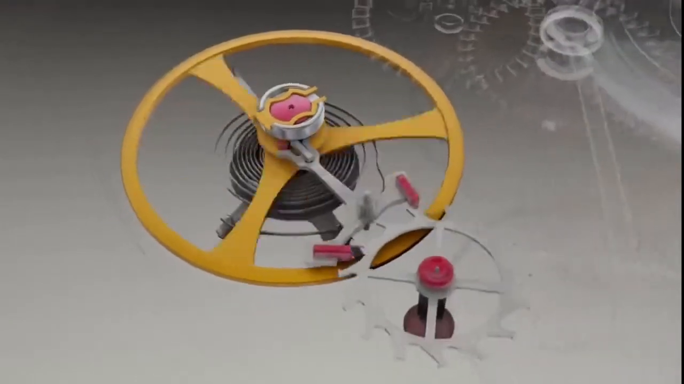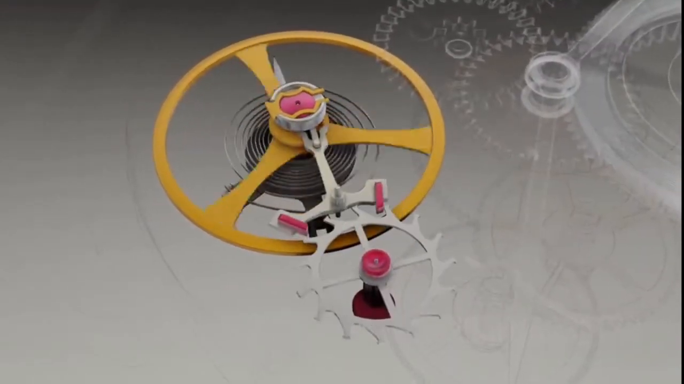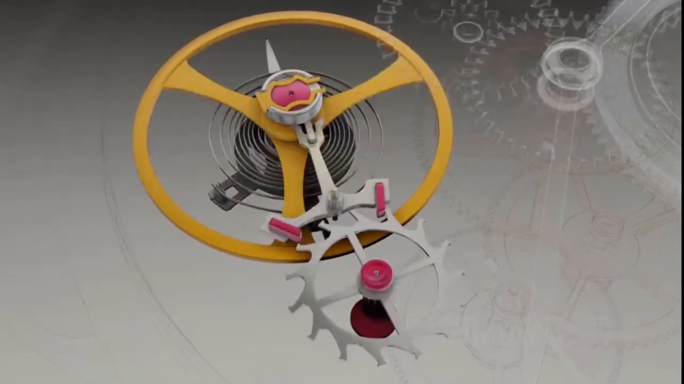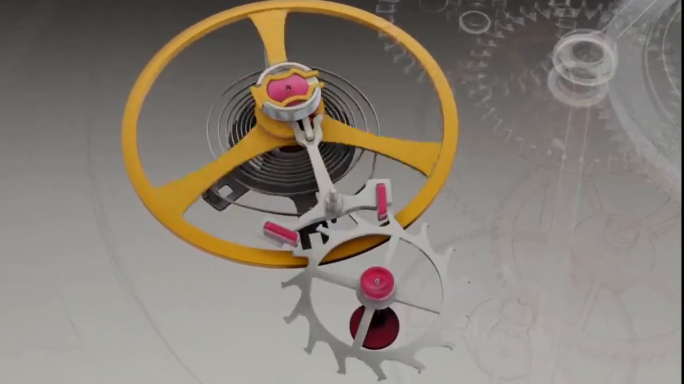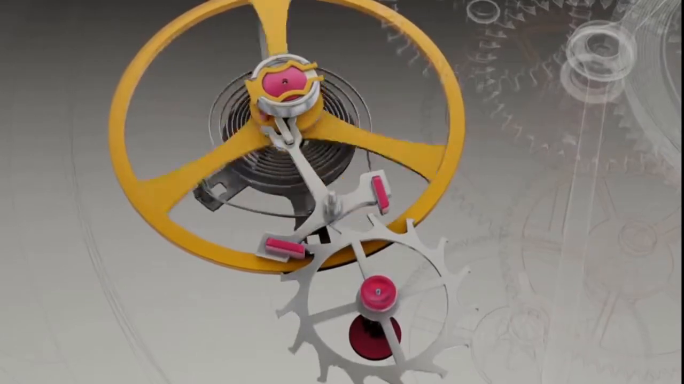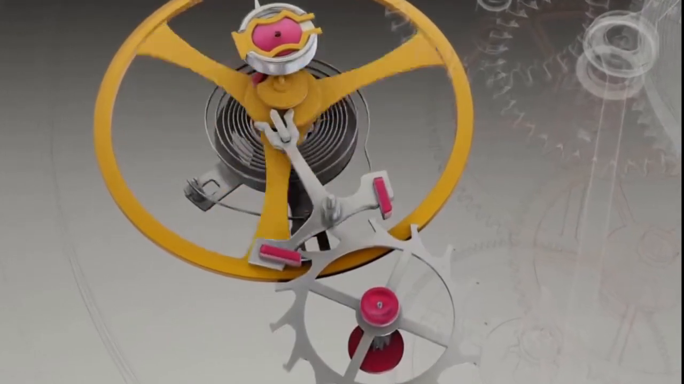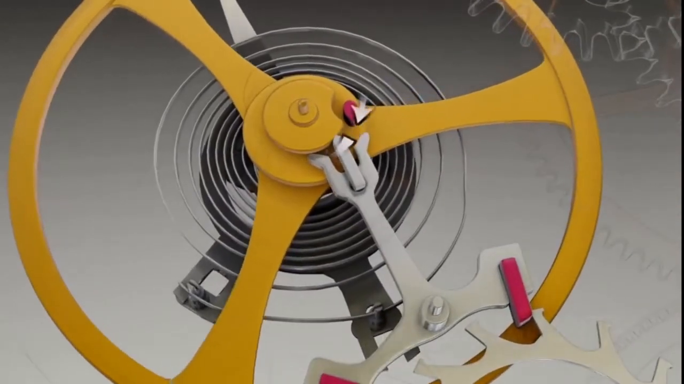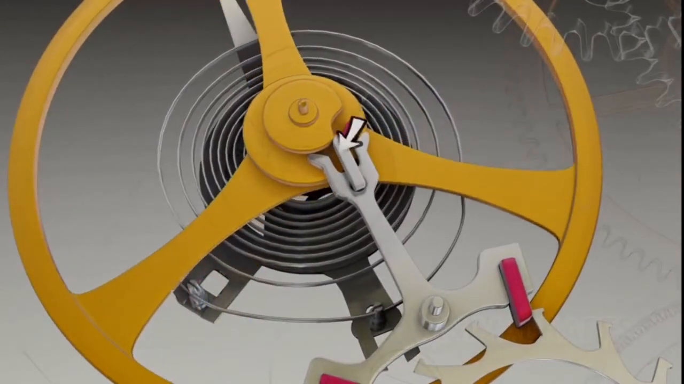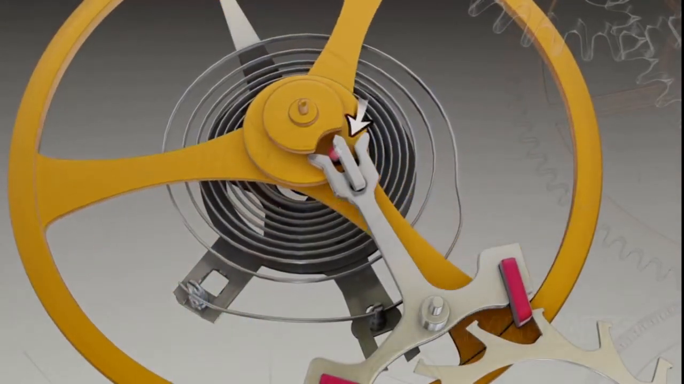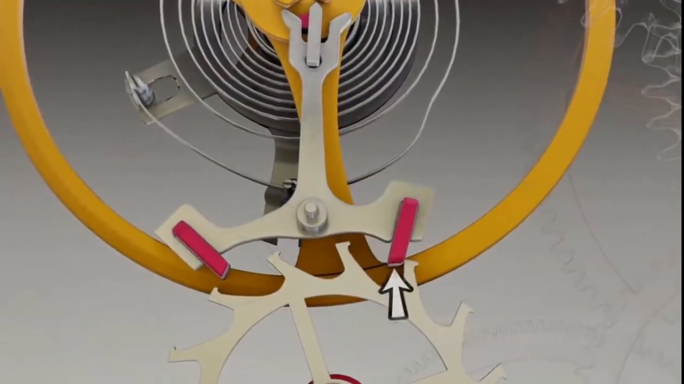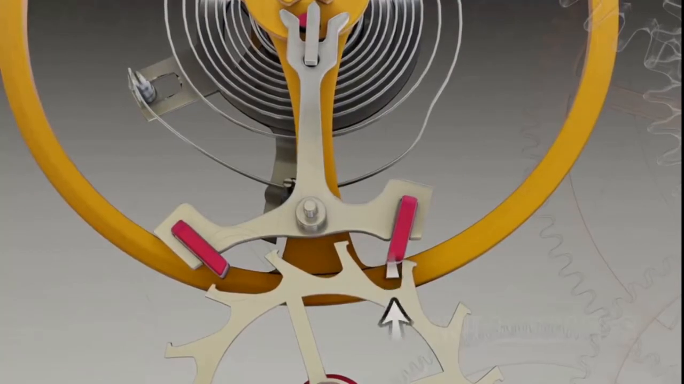The escapement. The pallet fork and escape wheel form the escapement. A clever exchange of power happens here that forms the heart of mechanical watch operation. Driven by the hairspring, the balance wheel impulse pin bumps into one side of the pallet fork, releasing the opposing pallet jewel from its locked position against an escape wheel tooth.